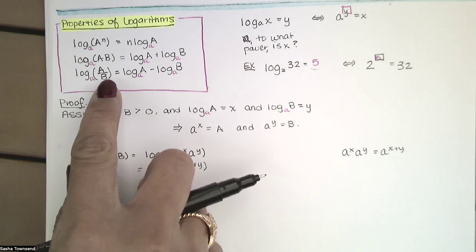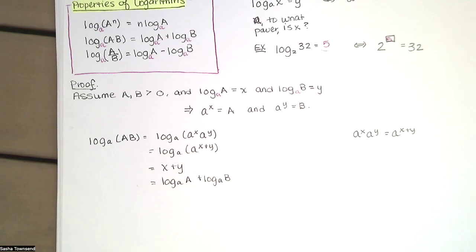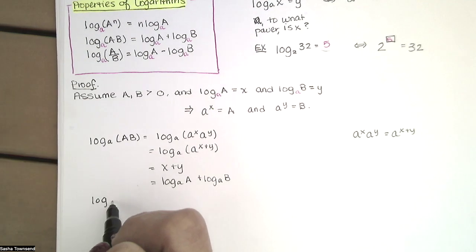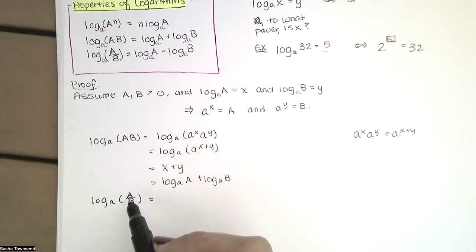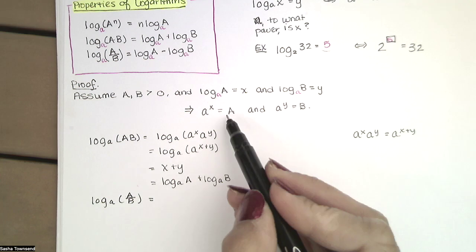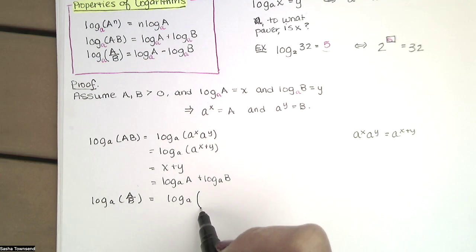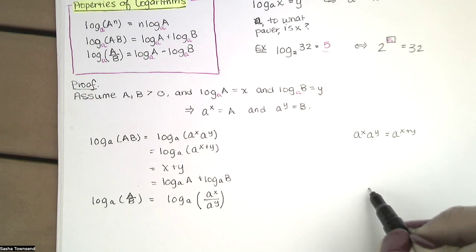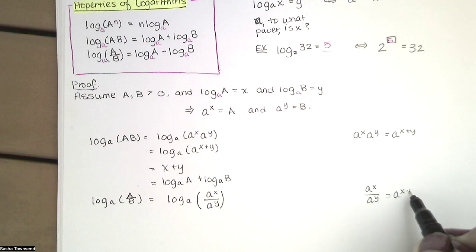I want to take that and look at the quotient one next. I've got log base a of A divided by B. Well, A and B can be written in terms of our base as log base a of a to the x divided by a to the y. I've got an exponent property for that. A to the x divided by a to the y is a to the x minus y.